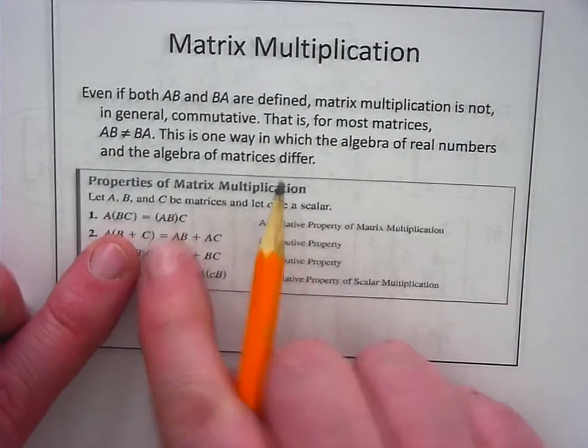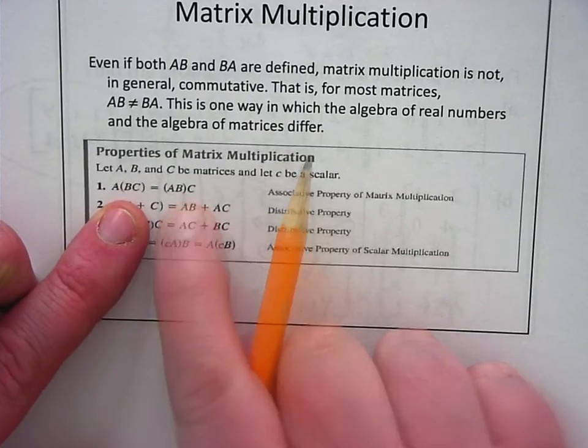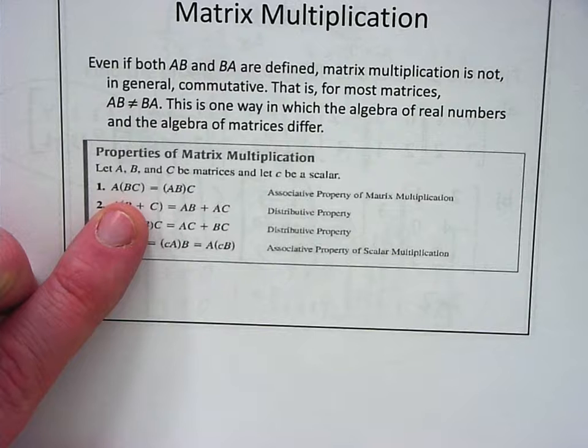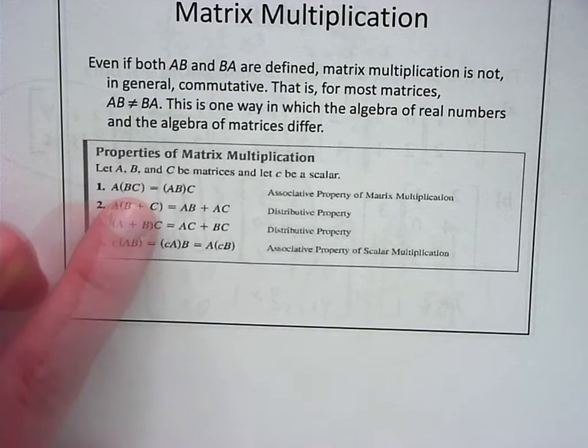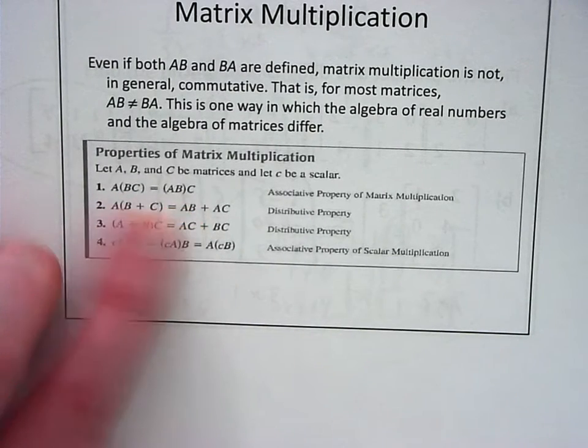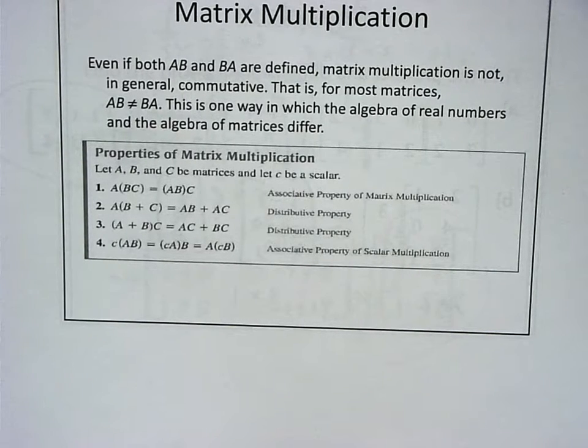The associative property does still work, though, as long as you do not change the order whatsoever, as far as from left to right goes. So you can multiply BC first or AB first. You're going to get the same result. So do whichever one's easier.